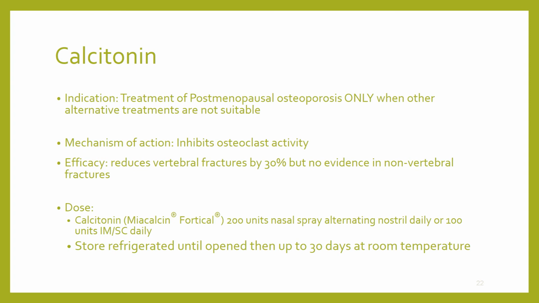The dose of calcitonin is either 200 units as a nasal spray daily, alternating nostrils, or you can do 100 units intramuscularly or subcutaneously daily. These need to be stored in the refrigerator until opened, and then up to 30 days at room temperature thereafter.